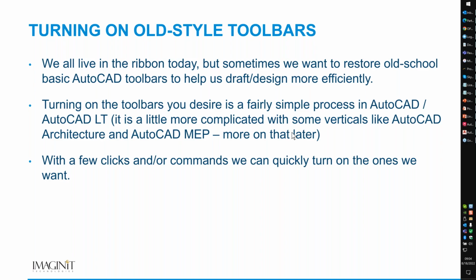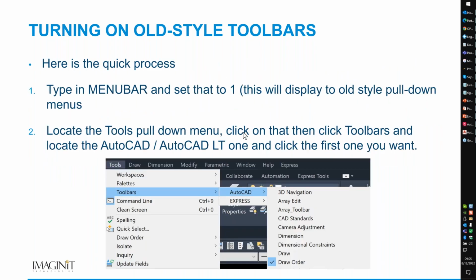It's a fairly simple process in both AutoCAD and AutoCAD LT. It is a little more complicated in some of the verticals. So if you are using Architecture, MEP, or Plant 3D, those are a little more difficult to turn on, but I can definitely show you how we do that. And then with a few clicks and or commands, we can quickly turn on the ones we want. It's actually pretty straightforward.